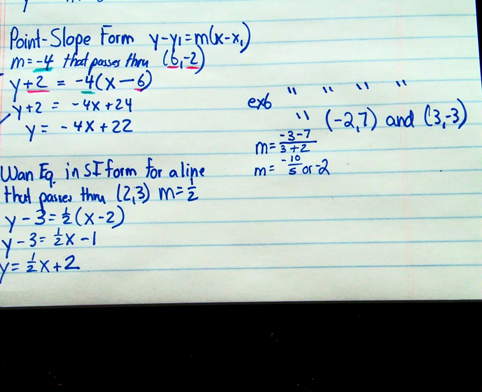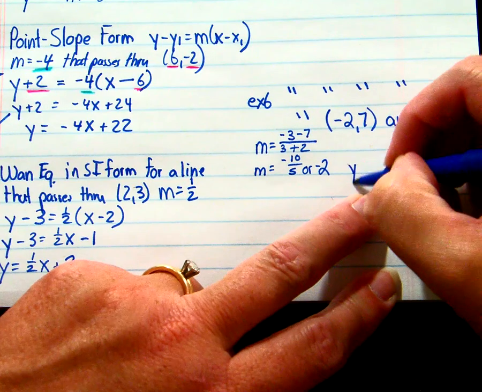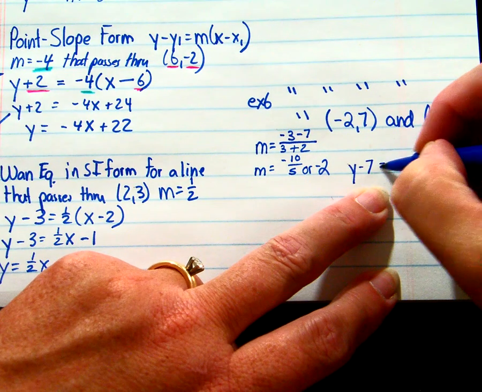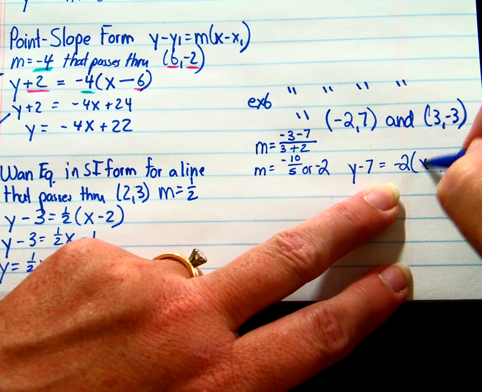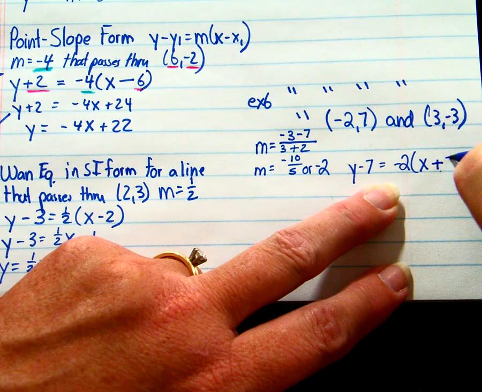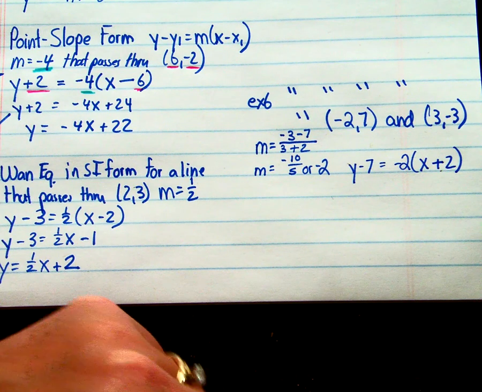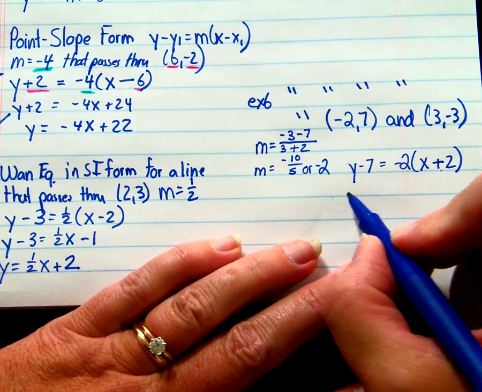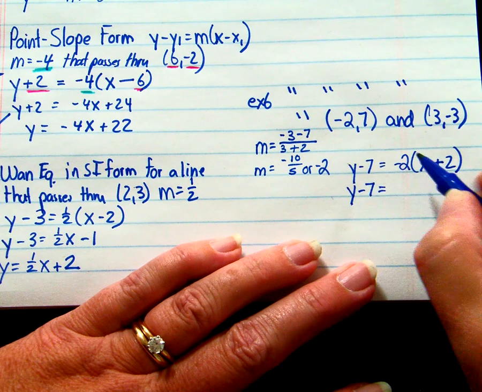Once you have your slope, does it matter which point you use to put it into point-slope form? You don't use both of them, just pick one. Either one is fine. I'll just do the first one. Make sure you get your signs right. Those are all minuses. Don't just copy down what I'm doing. You need to try it on your own. Let's rearrange it into slope-intercept form.